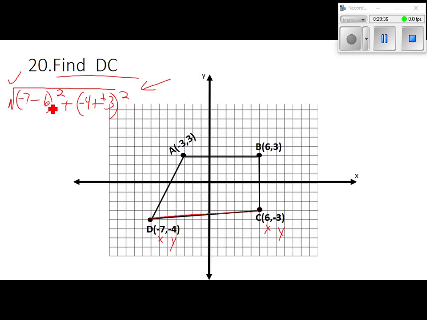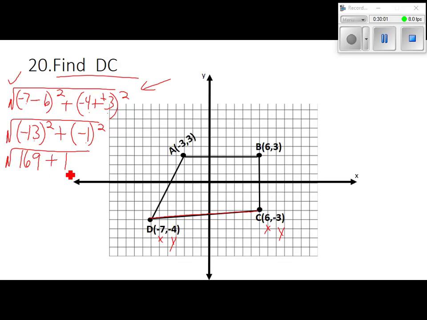-7 minus 6. Hopefully you got a calculator so it can help you with some of it. -7 minus 6 is -13 squared. -4 plus 3 is -1 squared. -13 squared. -13 times -13 is 169. -1 squared is -1 times -1, which is just 1. By the time you get to here, you should have all positives. If you end up with a negative at that point, then you messed up somewhere. It should all be positives.